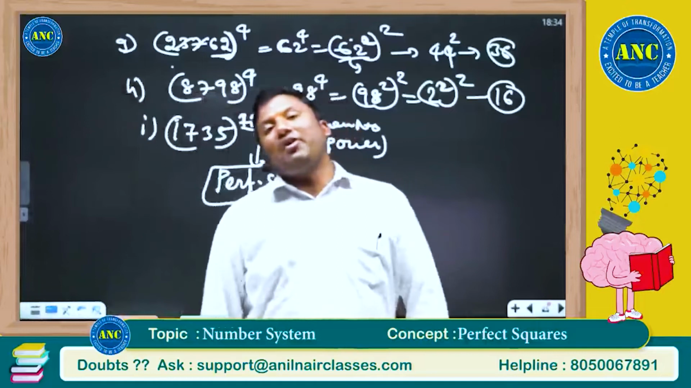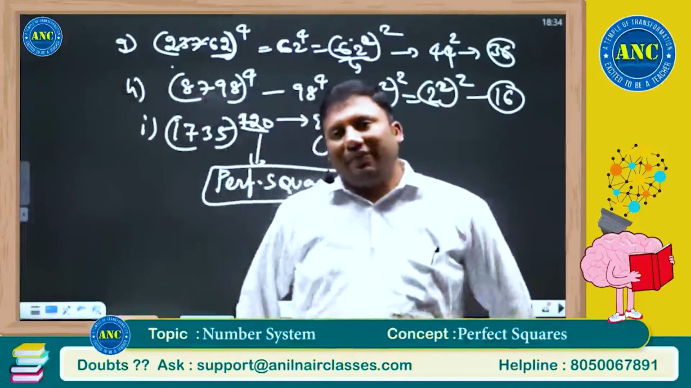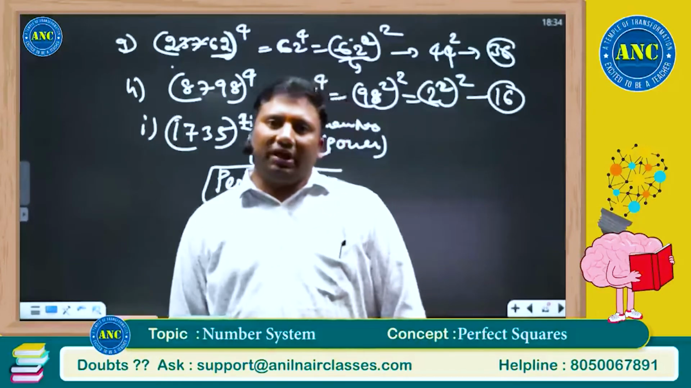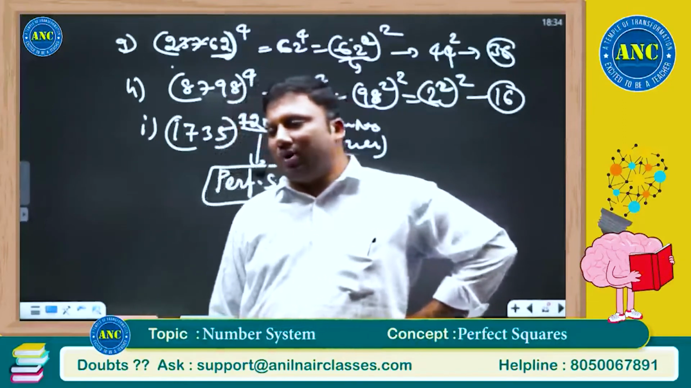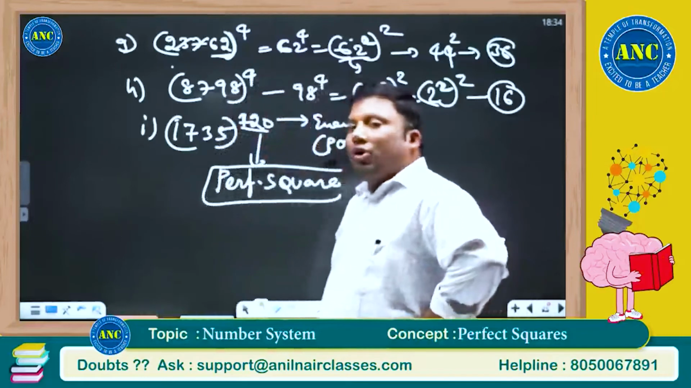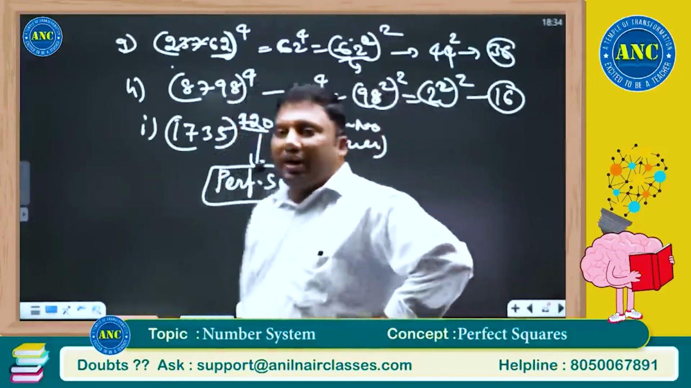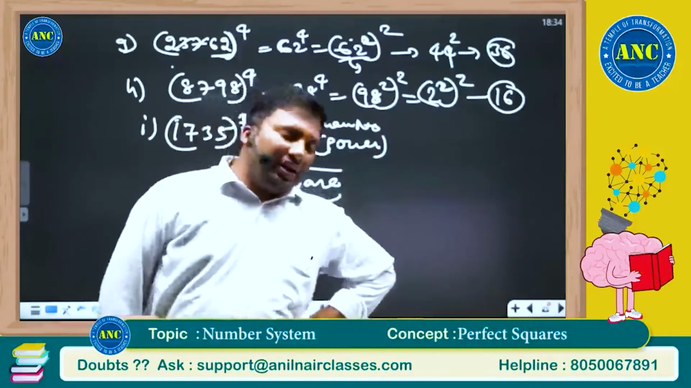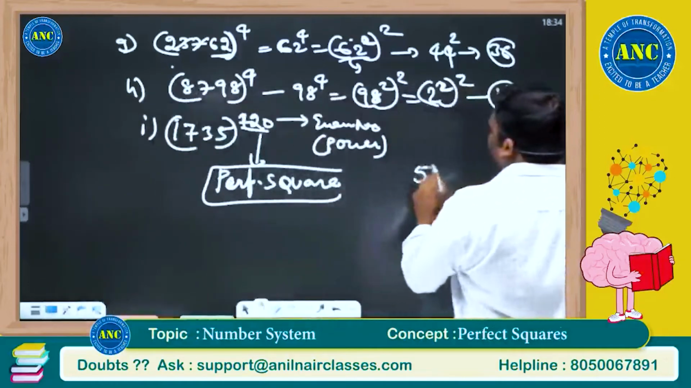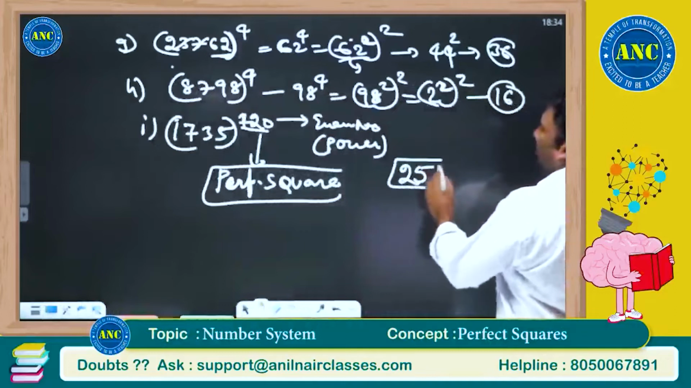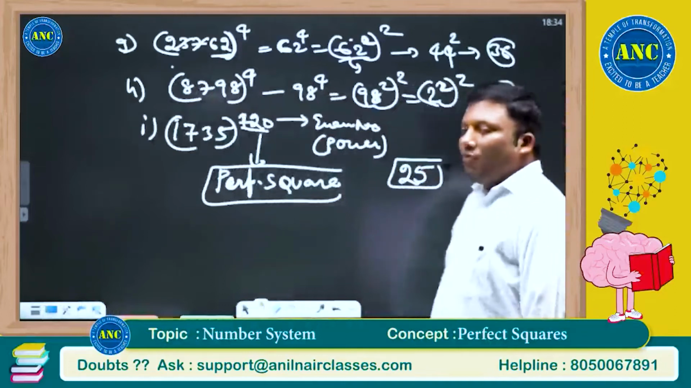What is the nature of a perfect square ending with 5? 5 square is 25, 15 square 225, 25 square 625, 35 square 1225, 45 square 2025, 65 square 4225, 75 square 5625, 85 square 7225, 95 square 9025. Answer is always 25.